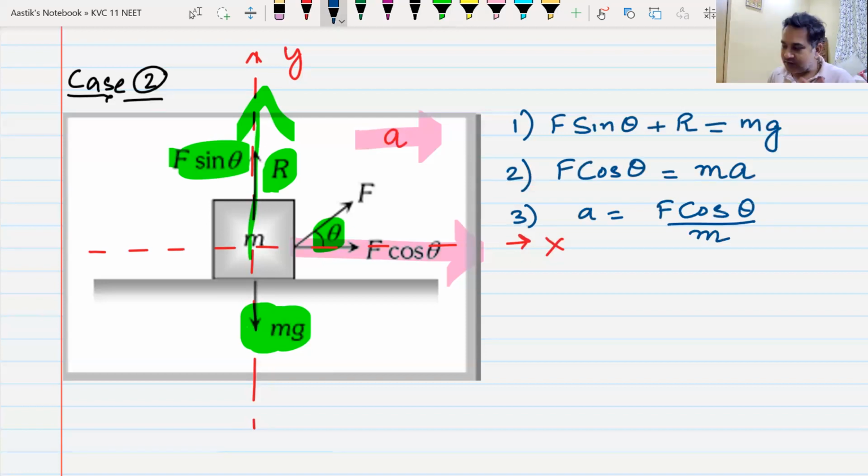So these are the three equations. They might ask you the value of R or normal reaction N. They might ask you the value of acceleration. With this small diagram, you should be able to get the values for any question.